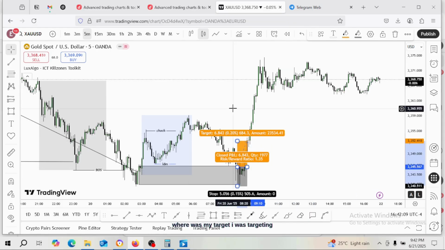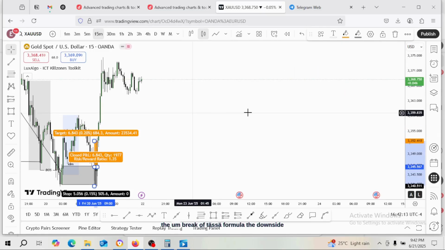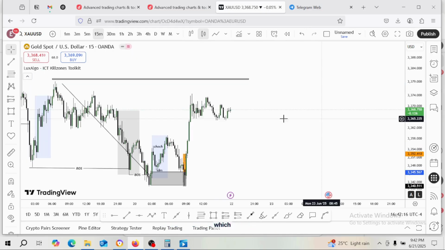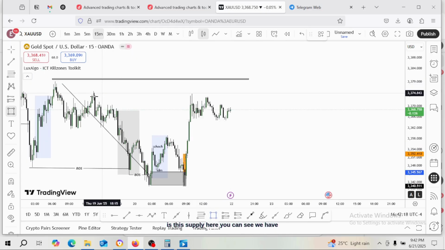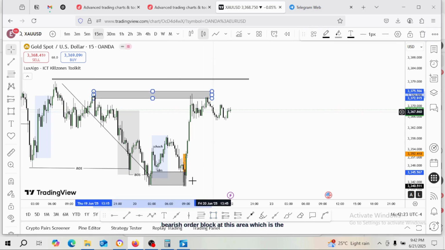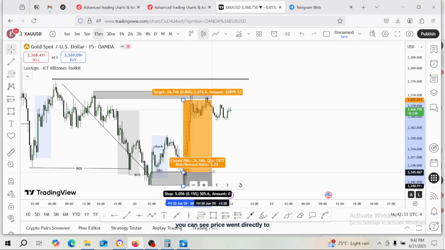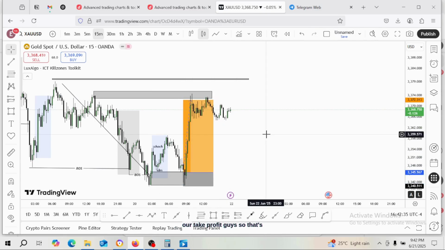Now, where was my target? I was targeting the supply area that caused the break of structure to the downside, which is this supply here. You can see we have a bearish order block at this area, which is the supply here. Now you can see I targeted this supply, and price went directly to our take profit, guys. So that's exactly how I caught this gold buy using pure price action and smart money concepts.